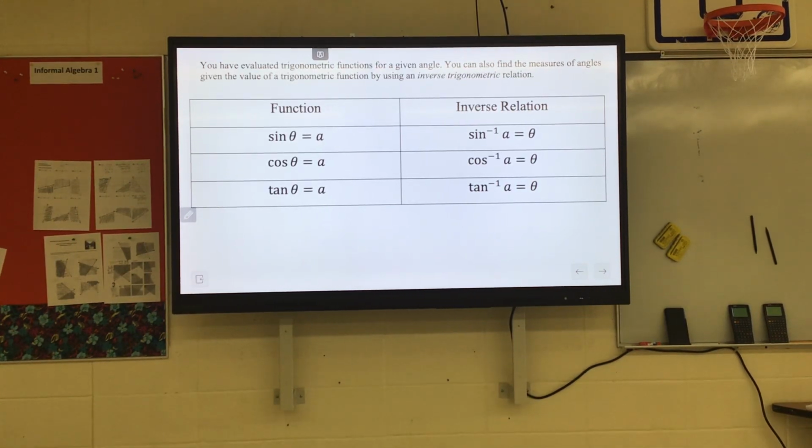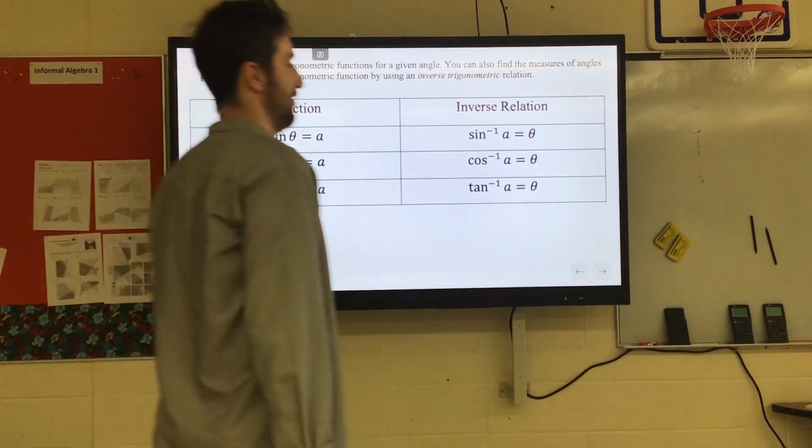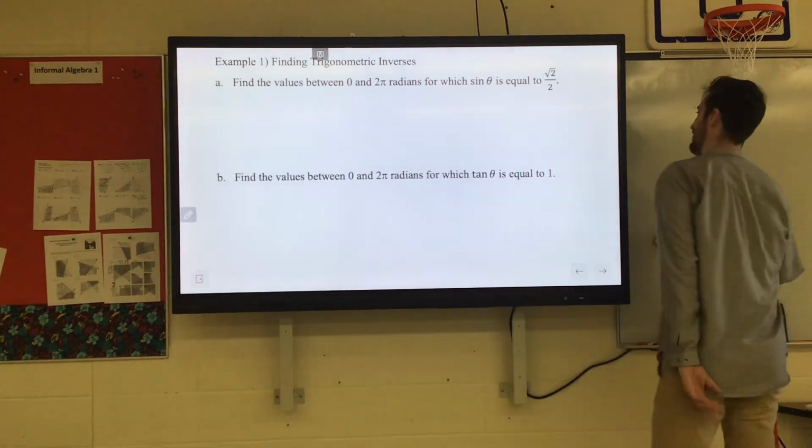Inverses of trigs. How exciting. Oh my gosh. Oh my gosh.